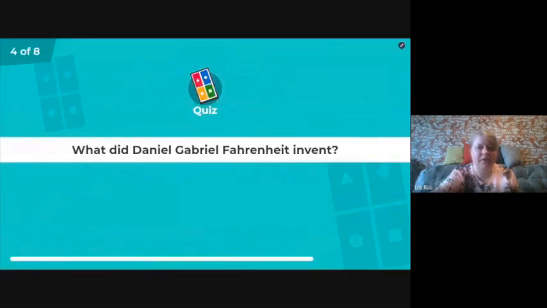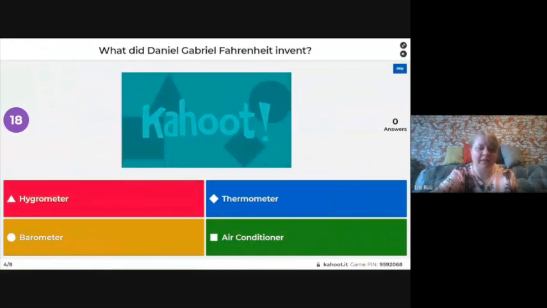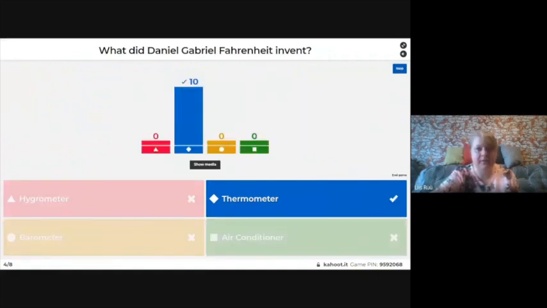What did Daniel Gabriel Fahrenheit invent? Was it a hydrometer, thermometer, barometer, or air conditioner? Yes, you know that we are using Celsius here, but there is also Kelvin and Fahrenheit for measuring the degrees.